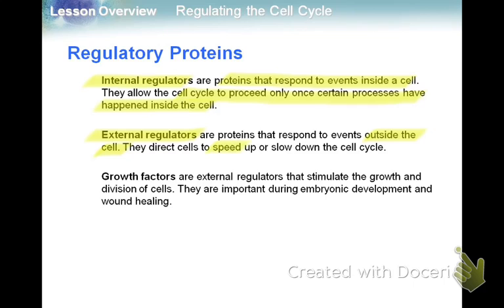External regulators respond to events outside the cell. And they tell cells whether to speed up or slow down the cell cycle. Growth factors are one example of external regulators that stimulate the growth and division of cells. They're important during embryo development and wound healing.